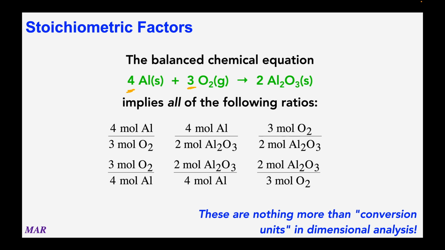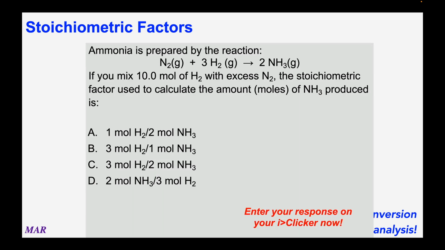No problem. That's where these ratios become so important to chemists, because it allows you to go from one reactant to another, from a reactant to a product, from a product to a reactant, or a product to a product. And I'll show you some examples of this here coming up. Here's a reaction. Let's say that we have nitrogen and hydrogen reacting to make ammonia, NH3, and we're mixing 10 moles of H2 with an excess of nitrogen.